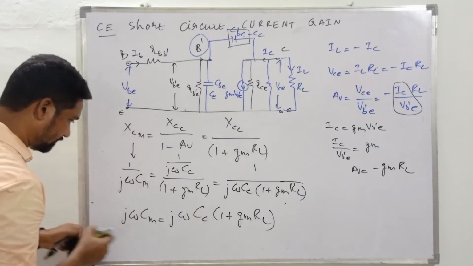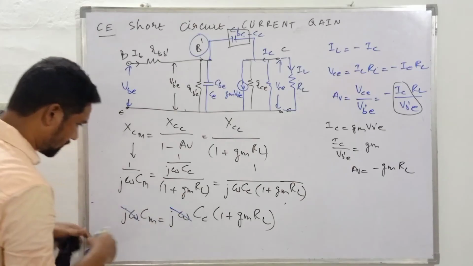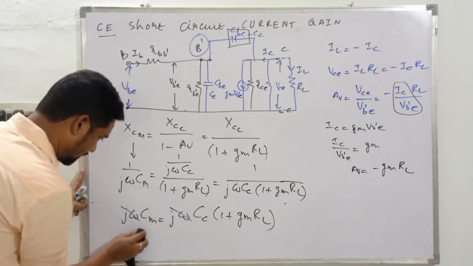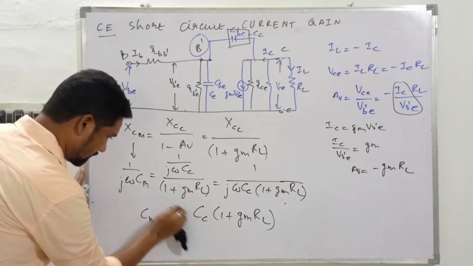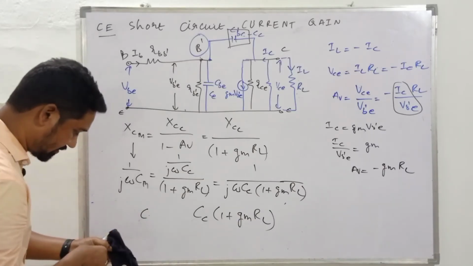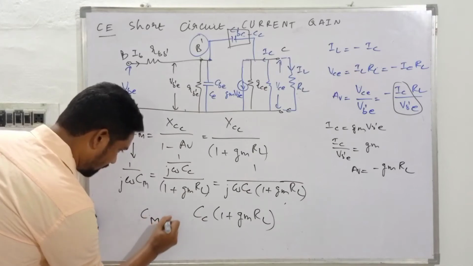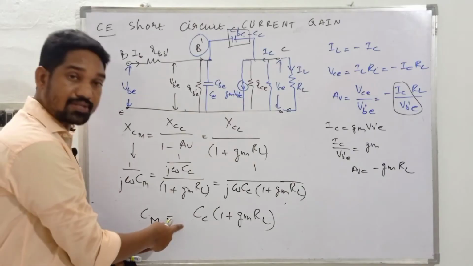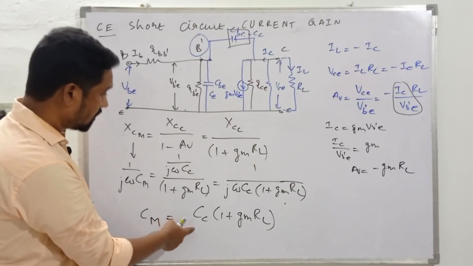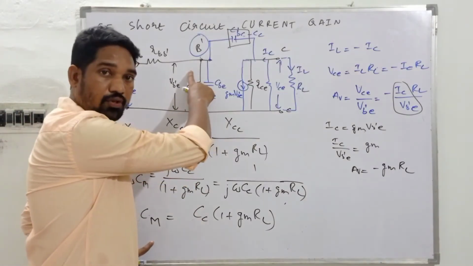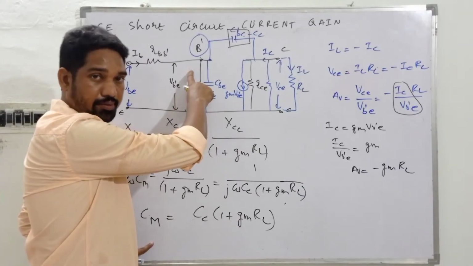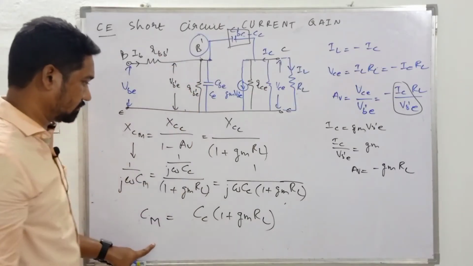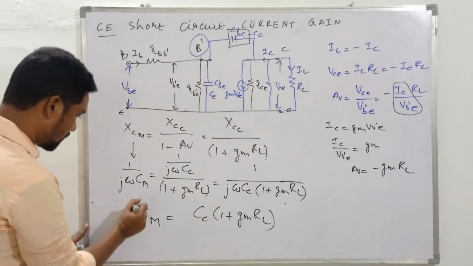Okay, so guys, this gets cancelled, and so let me erase this away for my convenience. So CM, we are in search of that CM, which is equal to CC into 1 plus GM RL. This is the amount of capacitance that has to be placed over here, making use of Miller's theorem. Yeah, Miller's capacitance, this comes over here. Okay, so guys, remember this one.